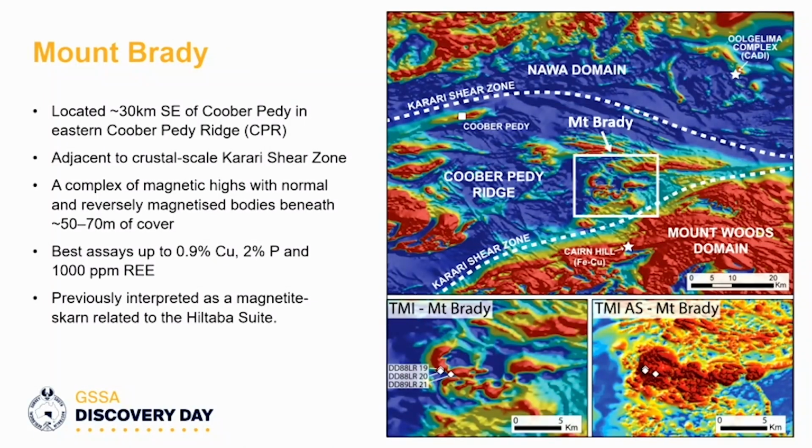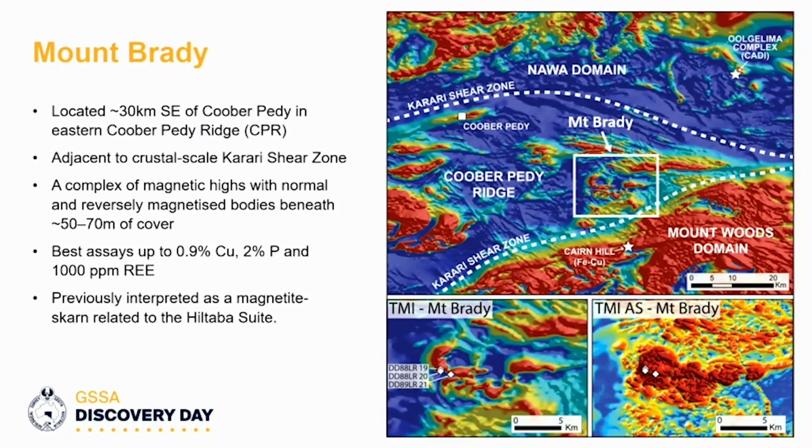So we didn't look at Ulgalima, but we did move to another very carbonatite-like prospect not too far away at Mount Brady. Mount Brady is adjacent to a crustal scale structure in the Karari shear zone. It's a complex of magnetic highs with both normal and reversely magnetised bodies, which is shown in the analytical signal image in the bottom right. And it sits beneath about 50 to 70 metres of cover, which is very similar to the depth at Ulgalima.